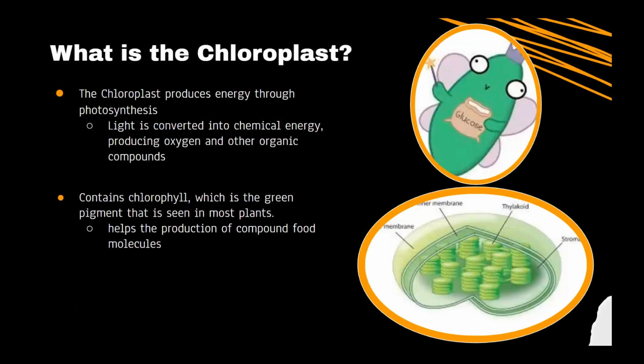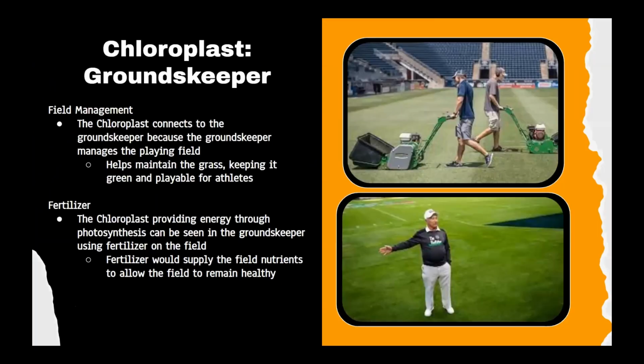Next we have the chloroplast. So what is the chloroplast? The chloroplast produces energy through photosynthesis. Basically, light is converted into chemical energy, producing oxygen and other organic compounds. Chloroplast also contains chlorophyll, which is the green pigment that is seen in most plants, and this helps in the production of compound food molecules.